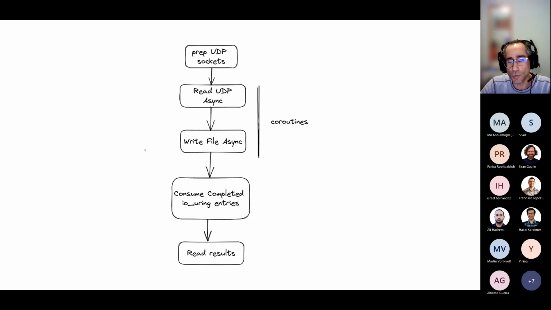And then I want to consume the IO Uring entries. This is basically where I listen to any kernel events. When it's completed, I can tell the part that is actually waiting for this completion that everything is good, and you can continue with the coroutine because this part is done.